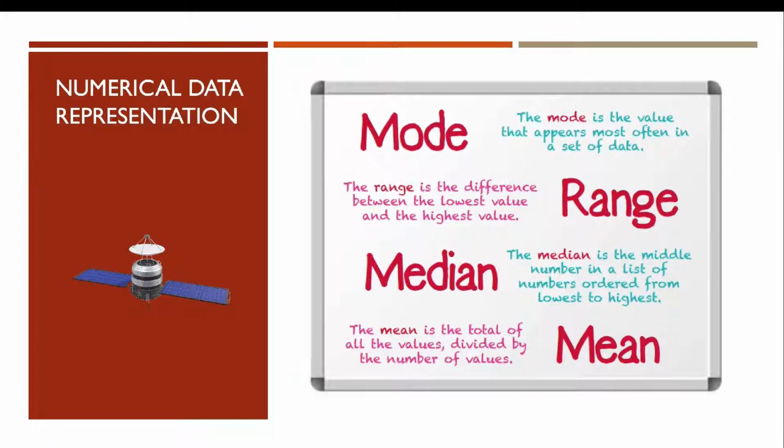Next up is the median. The median is the middle number in a list of numbers ordered from lowest to highest. So if you arrange the numbers, the one in the middle is the median, as the name suggests. And the last one is mean. Mean is the total of all the numbers divided by the number of values. It is something like an average, but it depends on the number of values involved.